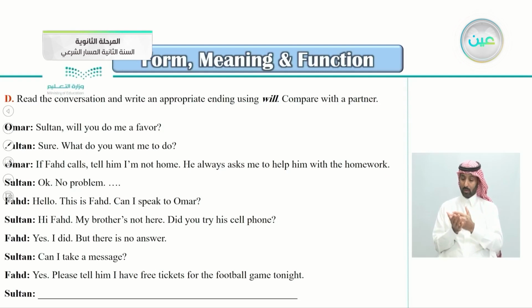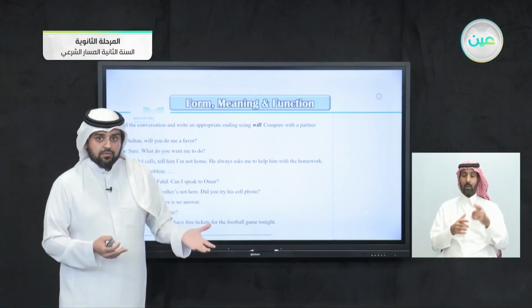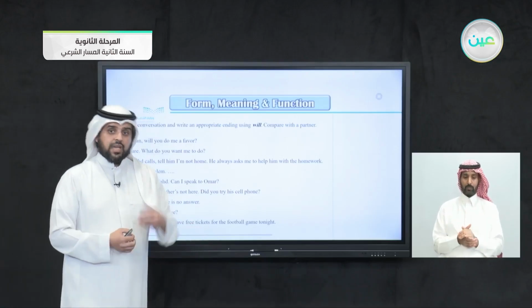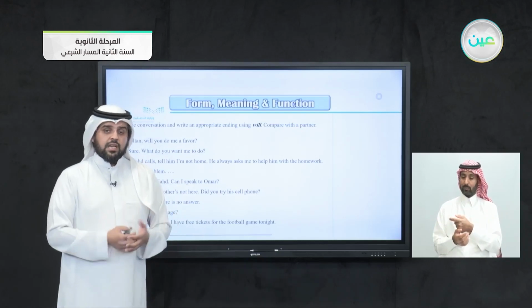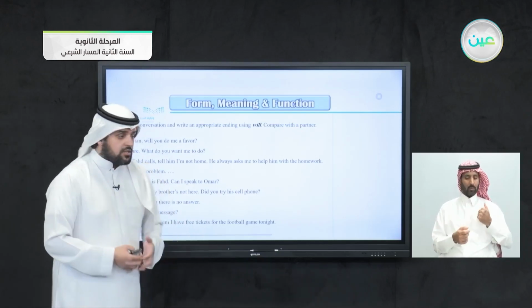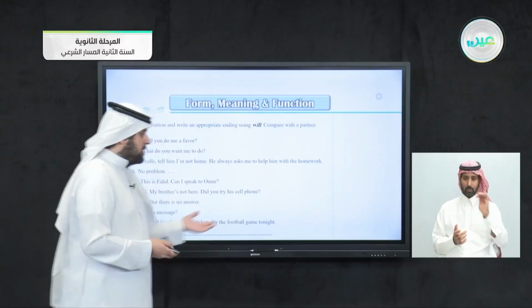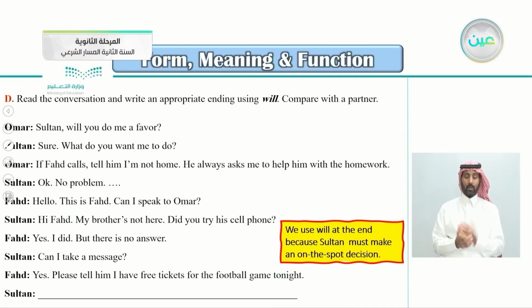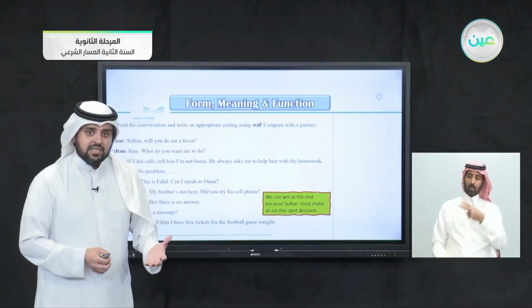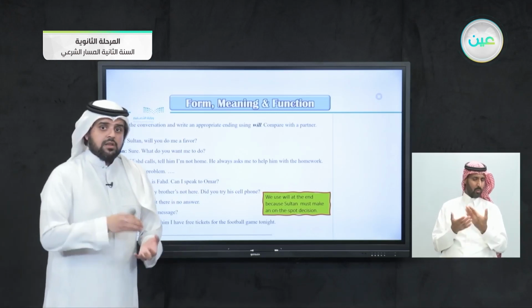So Sultan is his brother, and Fahad is calling not to ask for help with homework. No, he wants to pay him back. He is offering free tickets for the game. So what will Sultan's reply be? And remember, use will. Of course, you can answer as you like. Also, remember, we use will at the end because Sultan must make an on-the-spot decision. We use will here because it's a spontaneous decision made on the spot.